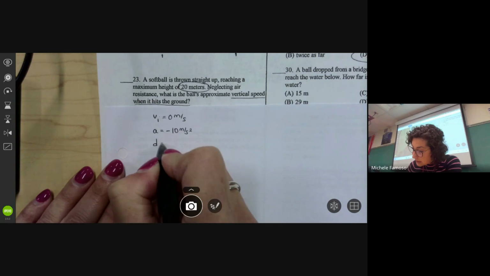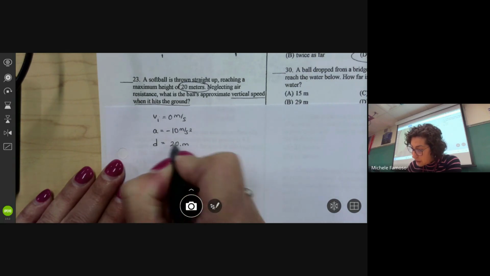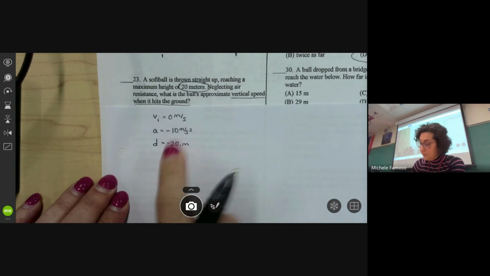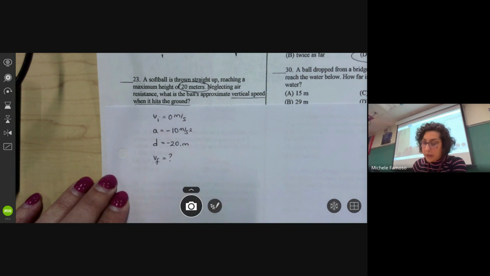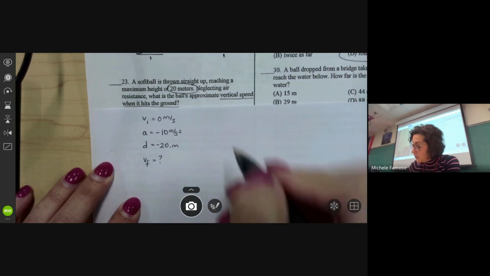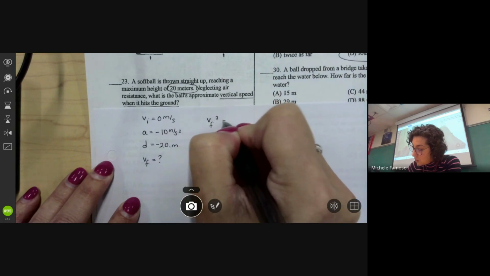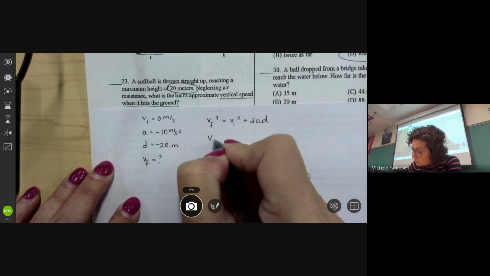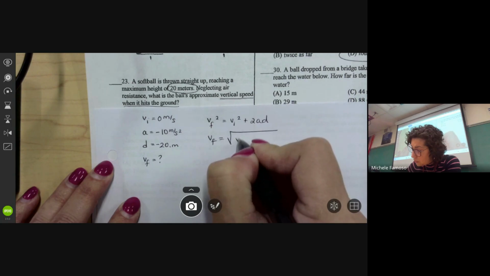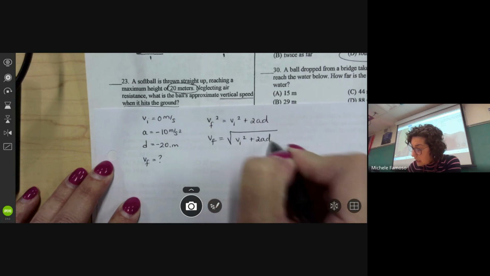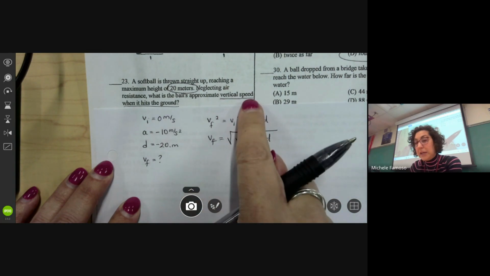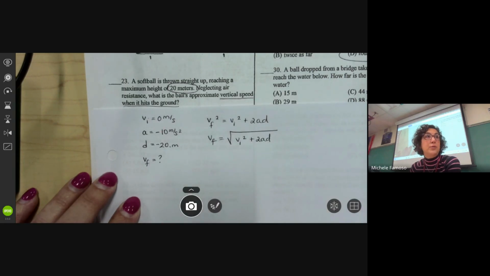And then I know the distance fallen is 20 meters, but since it goes up 20 meters, it's going to come down 20 meters. I'm going to make that negative. I want to know the final speed. The only equation that we have on our reference table that helps us with that is v_f squared = v_i squared + 2ad. So v_f is the square root of v_i squared plus 2ad. If I wanted the velocity, I would put the negative sign out front. But since speed is a scalar, I don't care about which root it is.